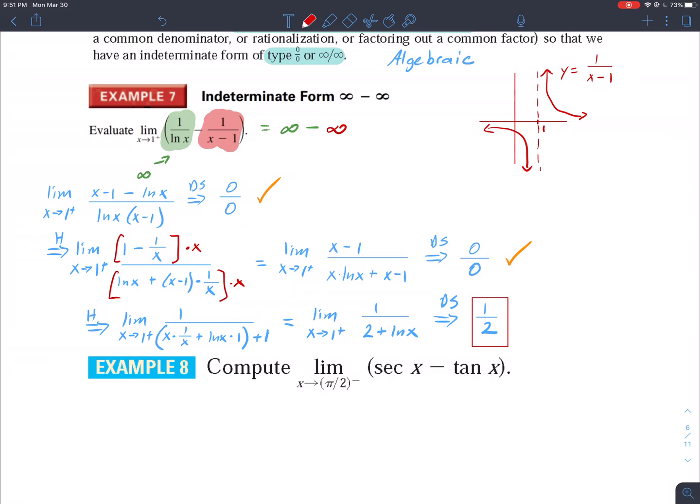Anyway, going back to the original, if you were to put this whole function, 1 over ln of x minus 1 over x minus 1, into a calculator and graph, and then analyze what happens as x approaches 1 from the right side, you would see that it approaches 1/2. You'd see it on the graph. All right? Let's move on.